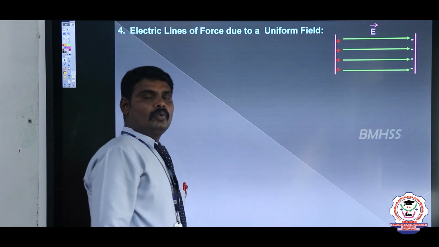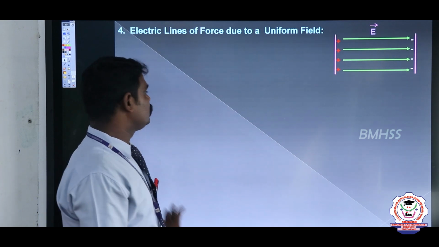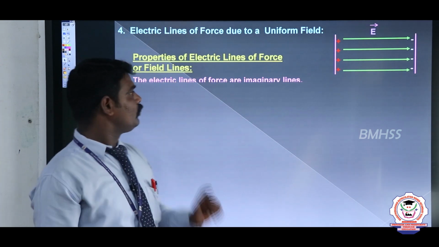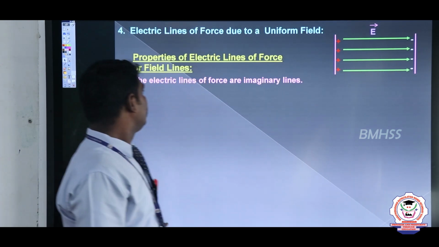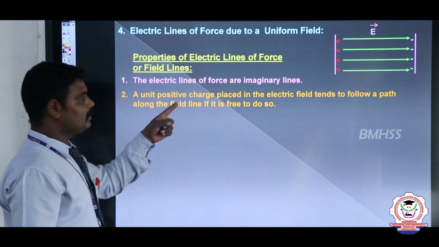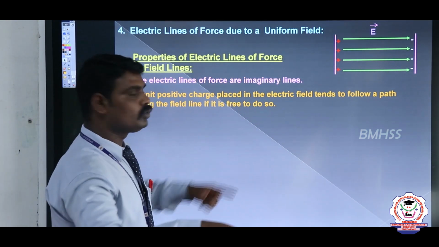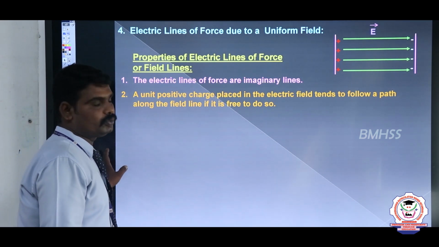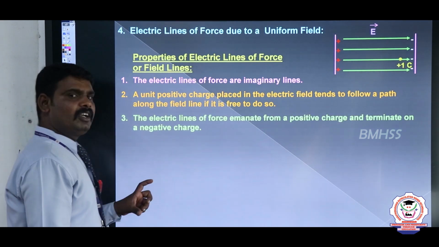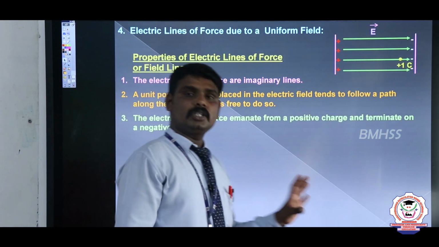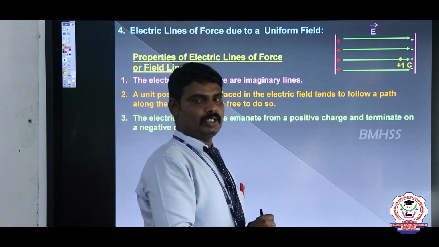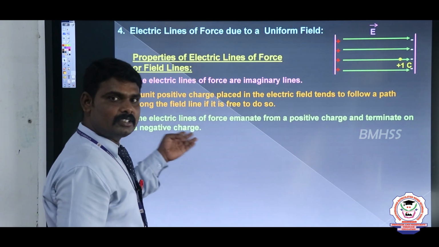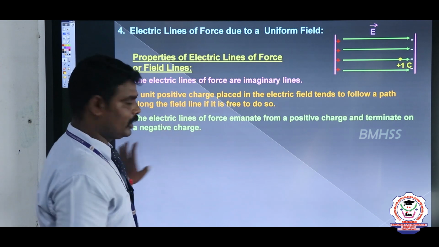Next, what are the properties of electric field lines? The first point, electric lines of force are imaginary lines. Second, a unit positive charge placed in that electric field tends to follow a path along the field lines if it is free to do so. Next, the electric field lines always start from a positive charge and end at a negative charge. Already we saw the diagram.